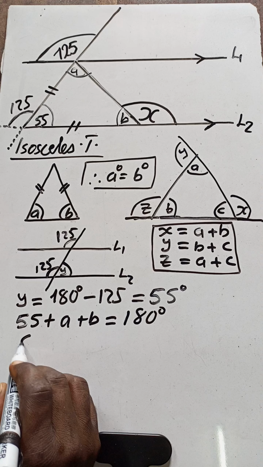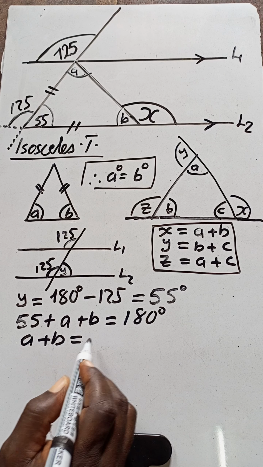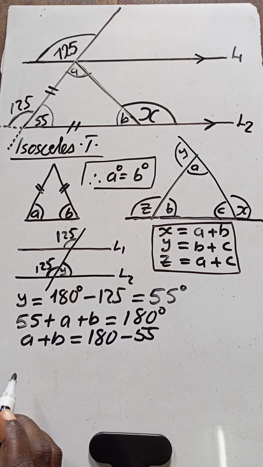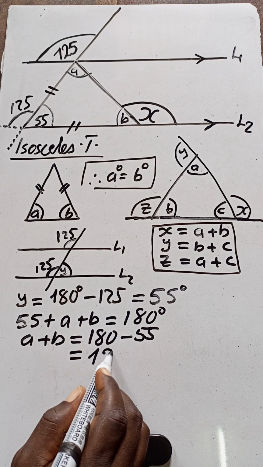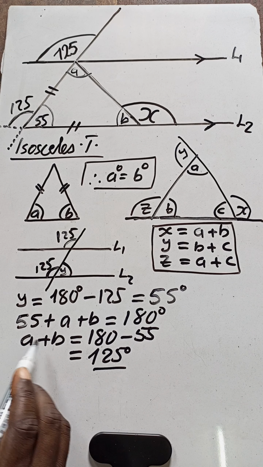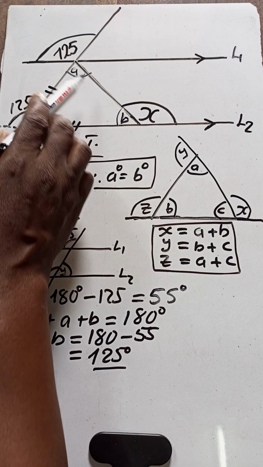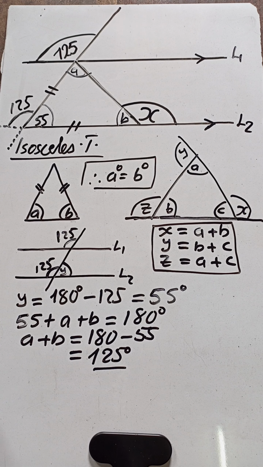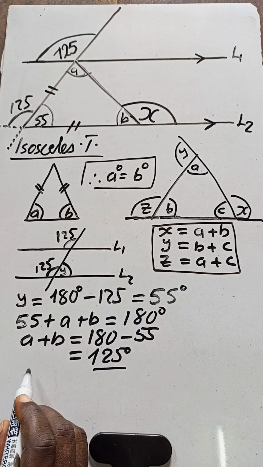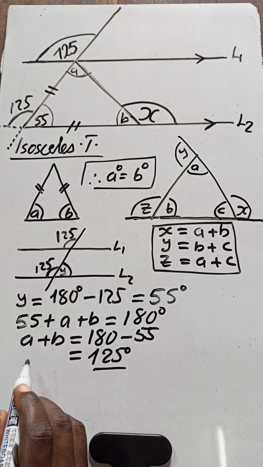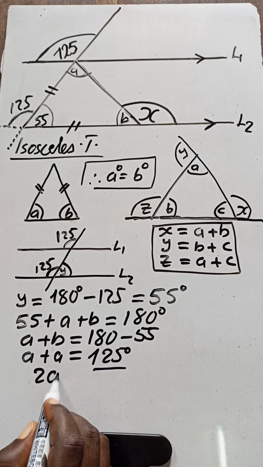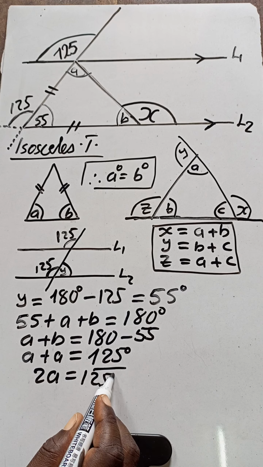Now, A plus B will be equal to 180 degrees minus 55 degrees, which is simply 125 degrees. So A plus B is 125 degrees. This angle plus this angle is 125 degrees. But what do we know? We know that A is equal to B. If A is equal to B, then in the place of B, we can put A. So A plus A is 125 degrees, which simply means that 2A is 125 degrees.